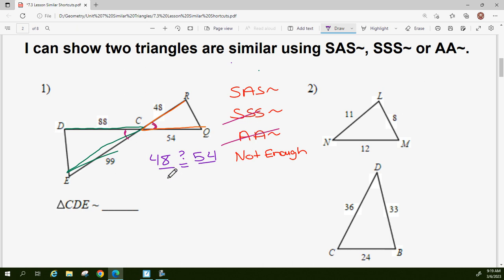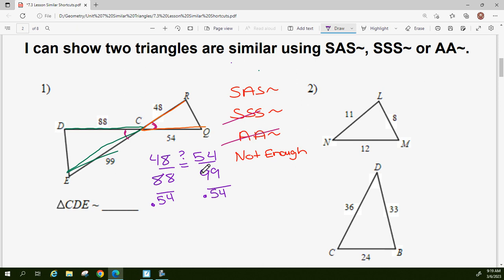We don't really know which one 48 should match up with, but if this is going to work, 48 should match up with the smaller of the two in the other triangle, and 54, being the bigger of these two, should match up with the bigger. So we're asking ourselves, do 48 divided by 88 and 54 divided by 99 make the same decimal? And they do. They both make 0.54 repeating. You could check that in your calculator. You could see that both of these decimals end up the same. That means these pairs of sides are in proportion.